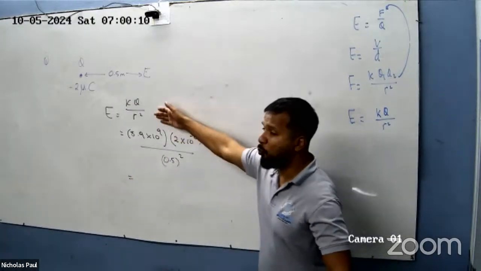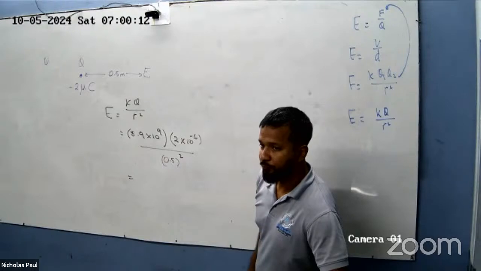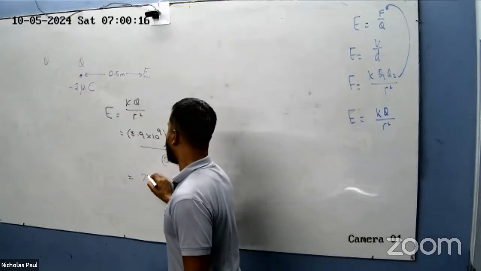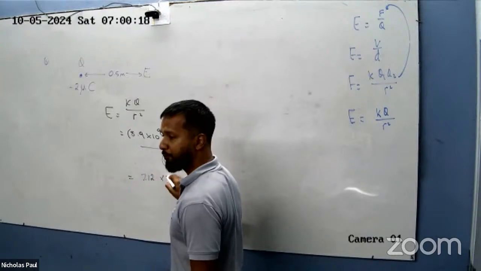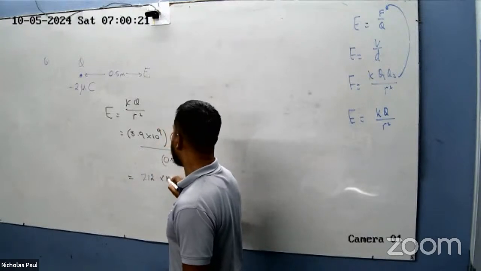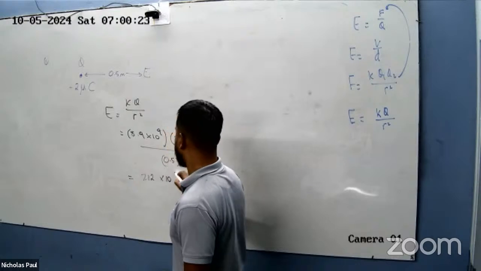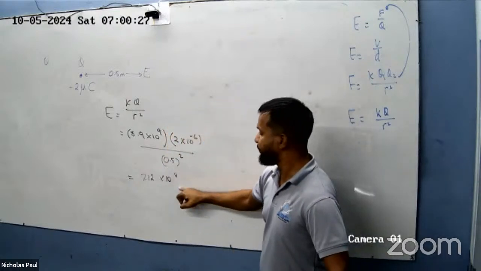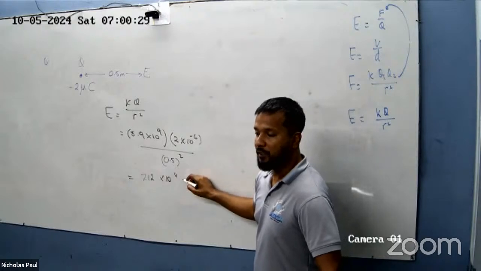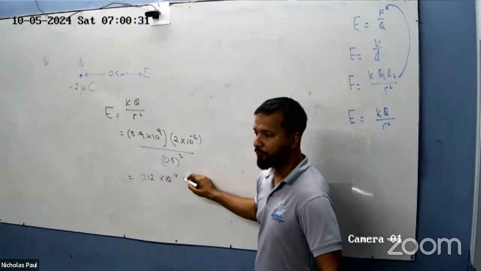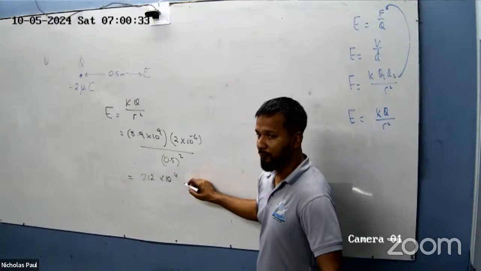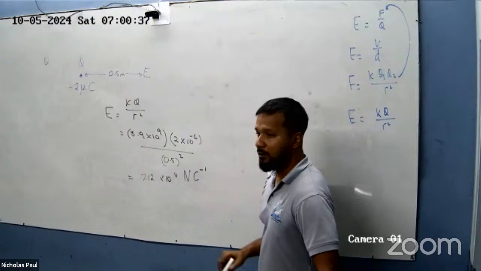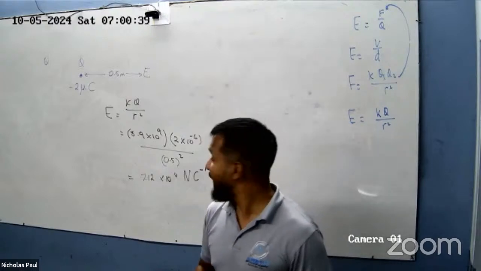7.12 by 10 to the power 4. What's the SI unit again? Joules. That's not energy, it's electric field strength.